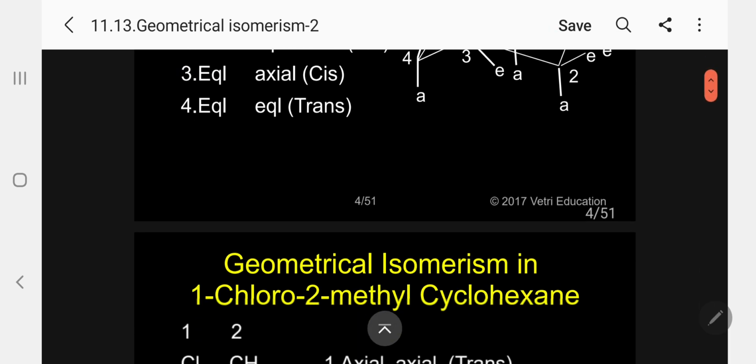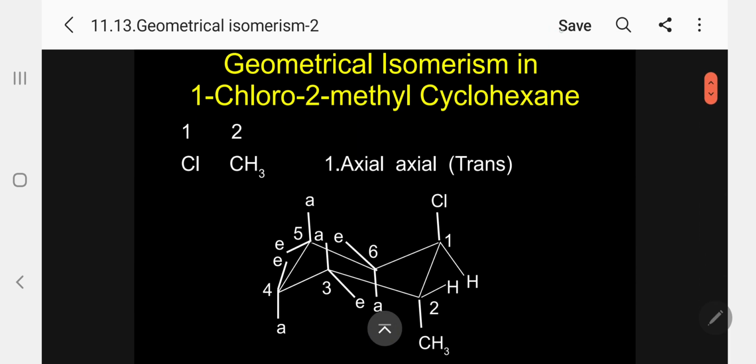Kindly follow. Let me explain now. The first example I am taking, 1-chloro-2-methyl. This is 1, this is 2. Kindly follow. So in the case axial, chlorine axial, 2-methyl axial. Axial opposite. But kindly follow, even though it is axial, we are not considering these two, we are not giving the name. So what we are considering?